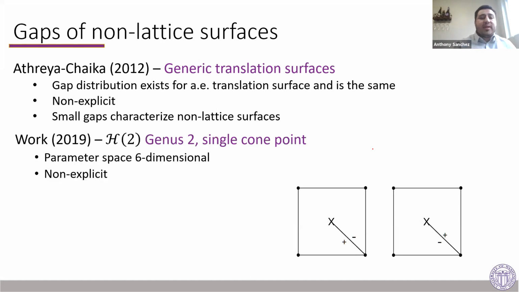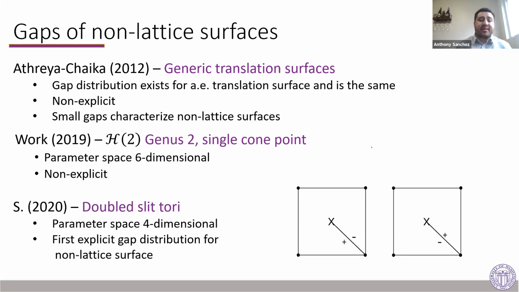And shortly thereafter, work looked at another genus 2 class of translation surfaces, the ones that have a single cone point, right? Double slit tori have 2 cone points in genus 2. So that work looked at single cone point genus 2. And in that situation, the parameter space was very high dimensional. It was 6-dimensional. So there are some upper bounds, but her density function is not explicit. And then where my work fits into this context is that the parameter space of double slit tori is 4-dimensional, and it gives an explicit gap distribution for a non-lattice surface, and as such is the first explicit gap distribution for a non-lattice translation surface.